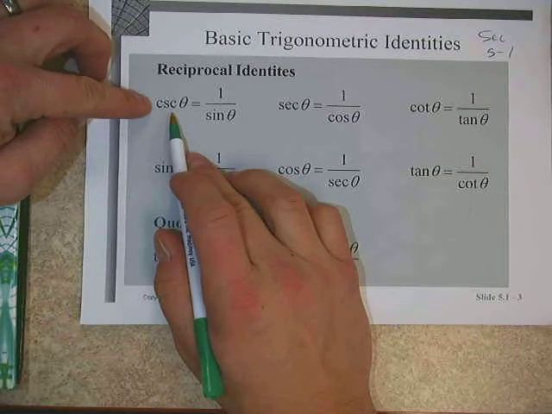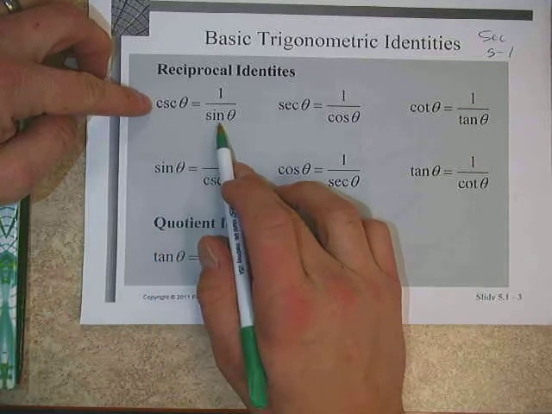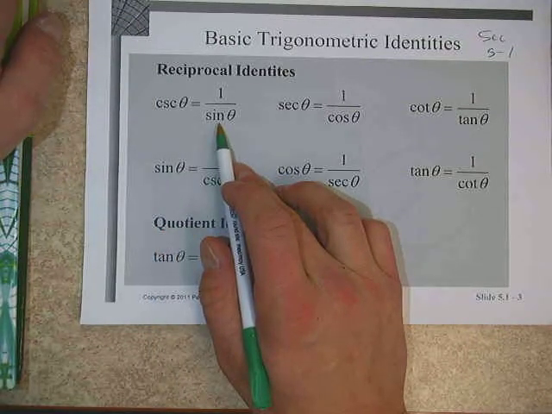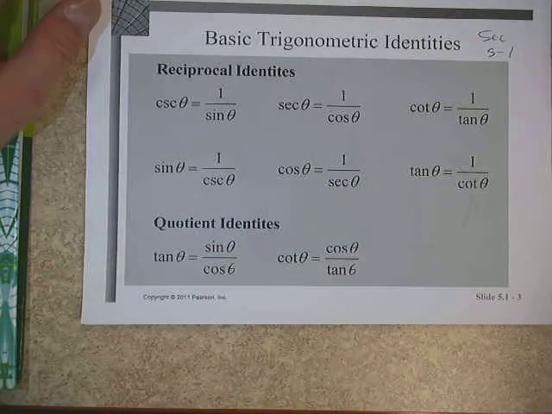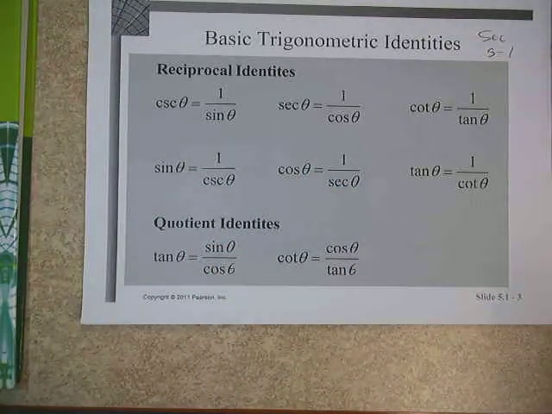For instance, if I wanted to do something with cosecant, I could at any time replace it with 1 over sine, because those two things are equal to each other. Like I said, these are ones that we already know, so we'll be using them quite often.